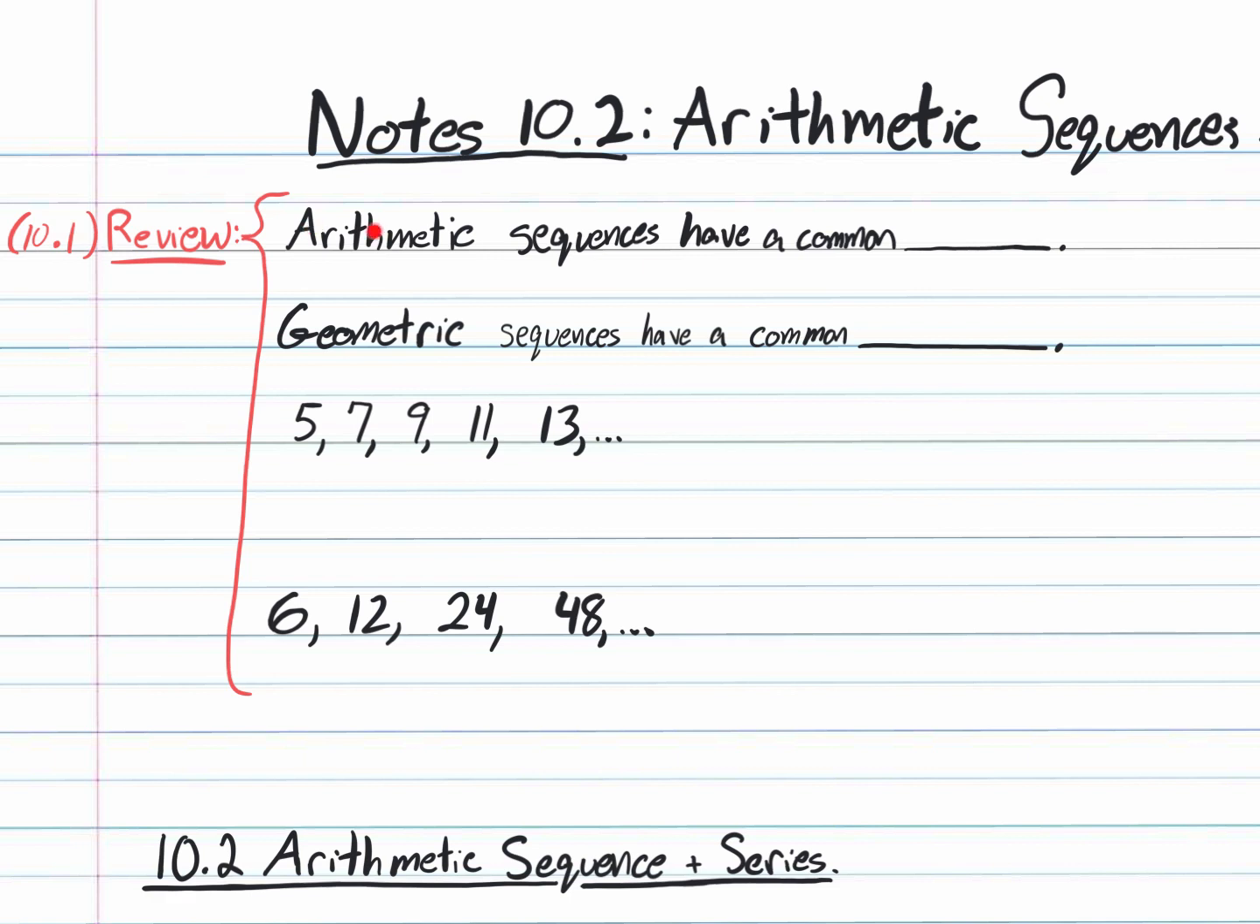Now, arithmetic sequences in particular have a common what? Common difference, right? Okay, so common difference, D. So if you're jotting this down, just to review, has a common difference, D. And geometric sequences have a common what? Ratio, R. Ratio, R. Simple.